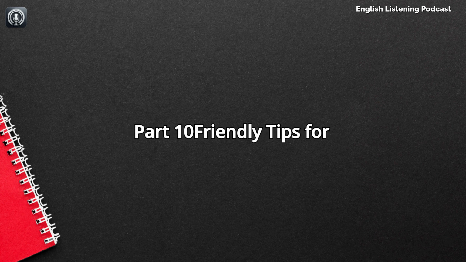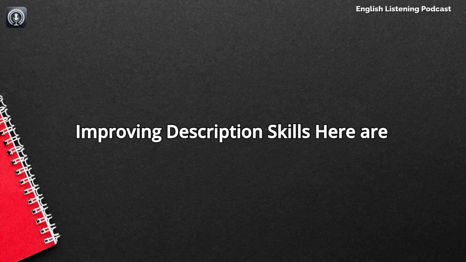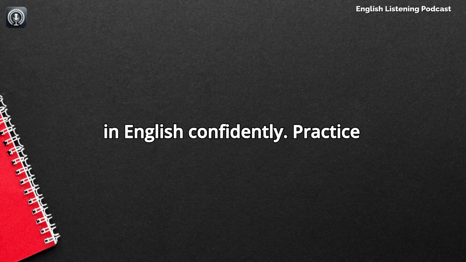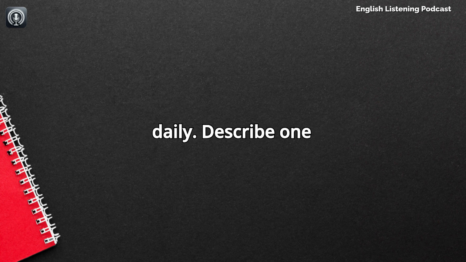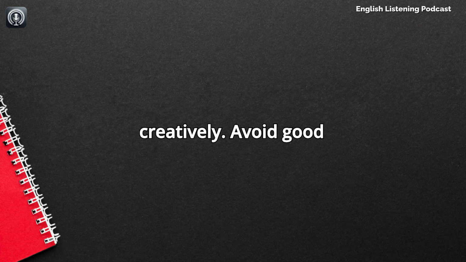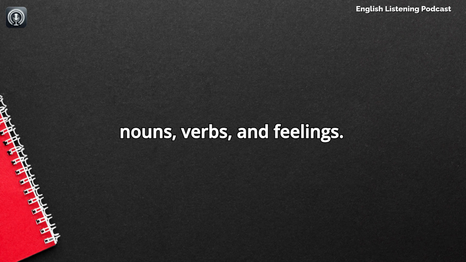Part 10. Friendly tips for improving description skills. Here are some friendly tips to describe anything in English confidently. Practice daily. Describe one object, person, or place every day. Use adjectives creatively. Avoid good or nice. Combine nouns, verbs, and feelings.